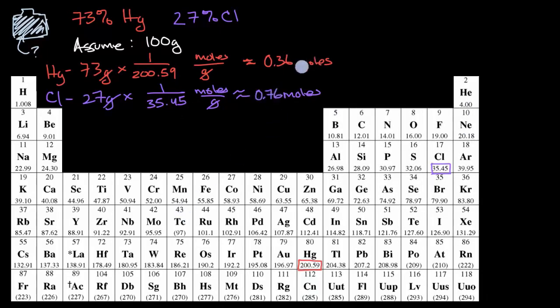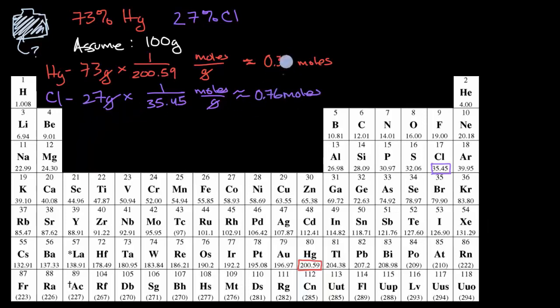0.76. And remember, when we're talking about moles, this is how many moles of chlorine we have, or this is how many moles of mercury. That's a number. You can view that as the number of atoms of mercury or the number of atoms of chlorine. Moles are just the quantity specified by Avogadro's number. So this is 0.76 times Avogadro's number of chlorine atoms.